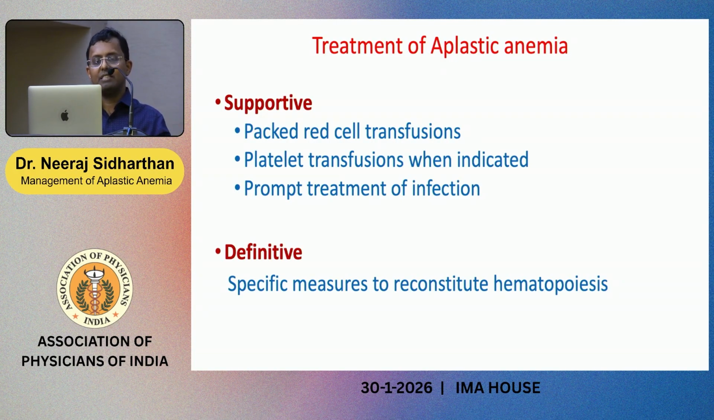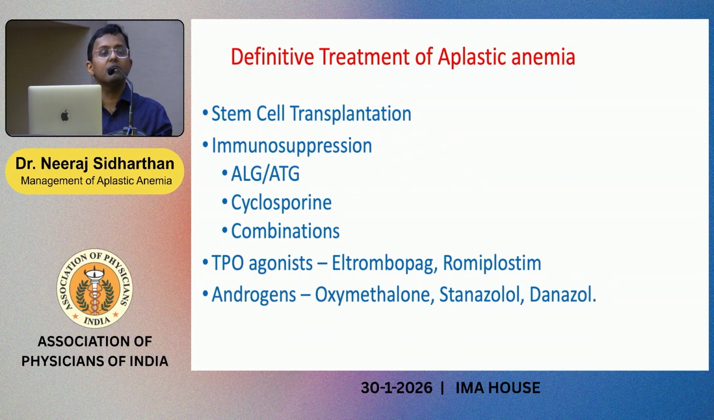Now, actually coming to the treatment. You have supportive treatments and definitive treatments. The supportive treatments include transfusions and prompt treatment of infection. Definitive treatments have the specific measures to reconstitute the hematopoiesis. These include the gold standard, of course, which is bone marrow or stem cell transplantation. But in the absence of that, you continue with immunosuppression, which includes thymocyte or lymphocyte globulins and cyclosporine and combination drugs, and TPO agonists like eltrombopag and romiplostim, and androgens.